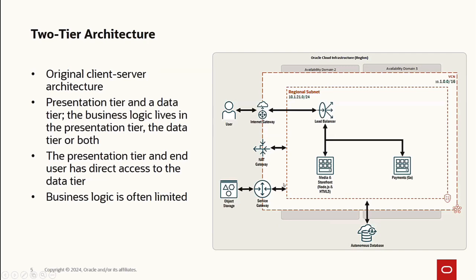Notice that in this particular example, we've done a very basic network. We have an internet gateway so that your user can come in and hit the load balancer. We then have a service gateway so that you can get to object store either from your media storefront or from your payments. And of course, you want to be able to get your payments and information directly into your autonomous database.